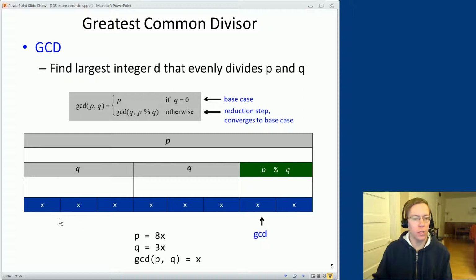There's some number of Q's. In this case, there's 2 of them. Since Q is less than P, there's going to be at least one Q that fits into the P. And then we're going to have the leftovers. This is the remainder of dividing P by Q, but that also has to be evenly divisible by this X, because it's occupying the same kind of horizontal space. Therefore, instead of looking for the GCD of P and Q, X is still a GCD of Q and P mod Q, and that's the reduction step in Euclid's algorithm.